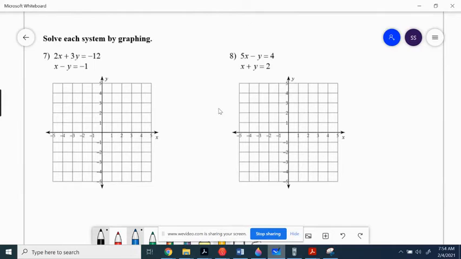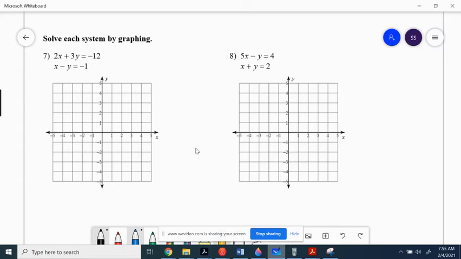7 and 8, we are solving the systems by graphing. So we're looking at where these linear equations intersect. So you're going to want to plot these out. You could use x and y intercepts, or you can isolate y. You could put it in slope-intercept form.